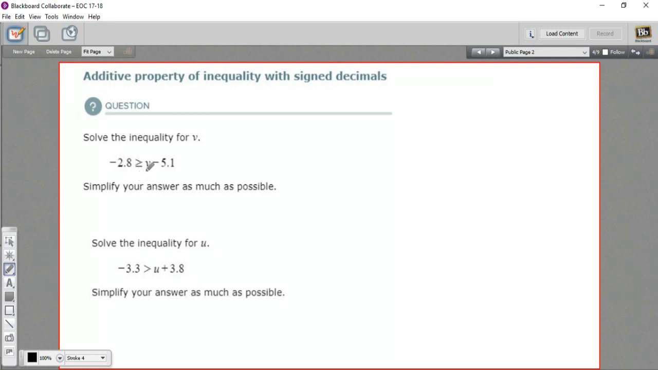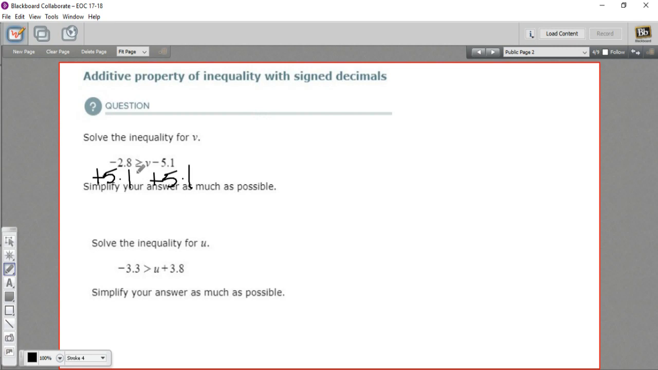I've got negative 2.8 is greater than or equal to v minus 5.1. I want the v alone, so I want to get rid of this minus 5.1. I can do that by doing the opposite of minus 5.1, which is plus 5.1. If I do that to this side, I have to do it to this side. So we'll add 5.1 on this side.